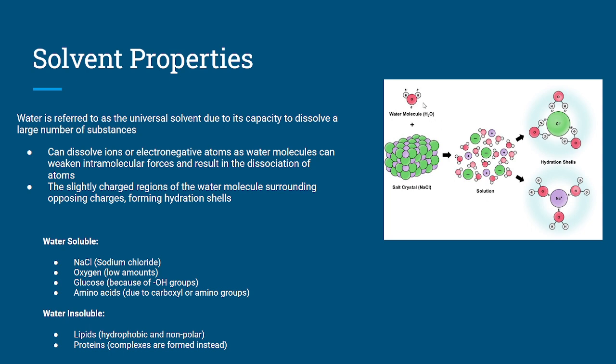So with the electronegativity of water, the hydrogen being slightly positive and the oxygen being slightly negative, we can form these hydration shells. The slightly positive hydrogen atoms will form associations with the negative chloride ion, and the slightly negative oxygen atom will form associations with the positive sodium ion.